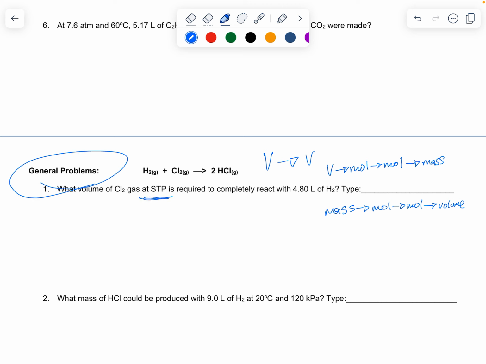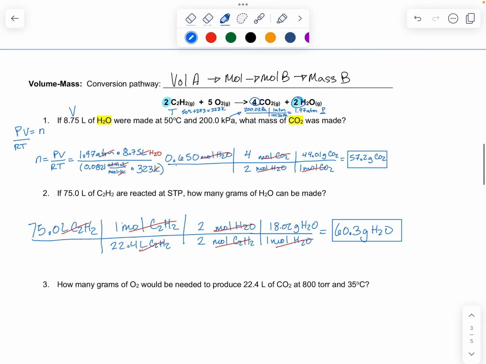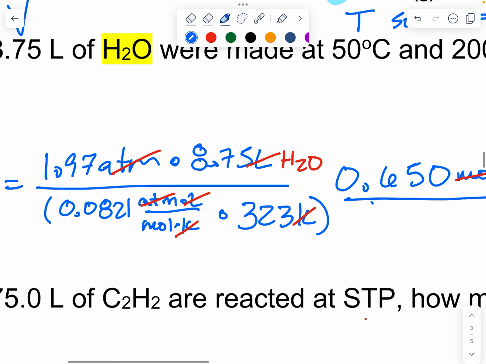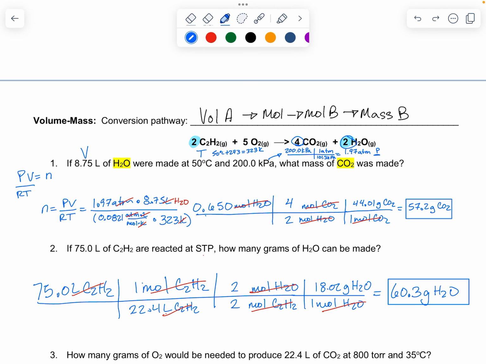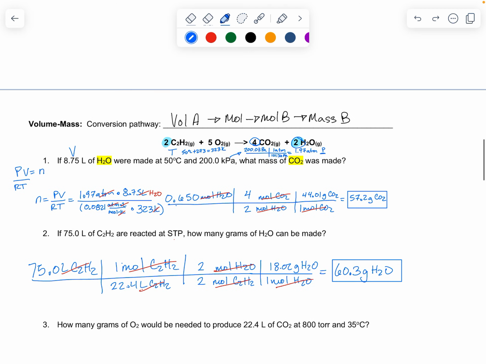Some of them, again, are at STP, some of them are not at STP, like this one down here. Quick reminders, everything does have to be in atmospheres because the R value that we use is in atmospheres. And then everything does have to be in liters, and everything does have to be in Kelvin. So if you're given something else, you can look at worksheet 9.1. That was our conversion worksheet. Worksheet 9.1 can help you with some of those gas conversions or volume conversions if that trips you up.